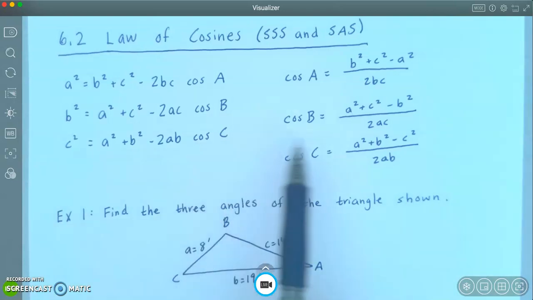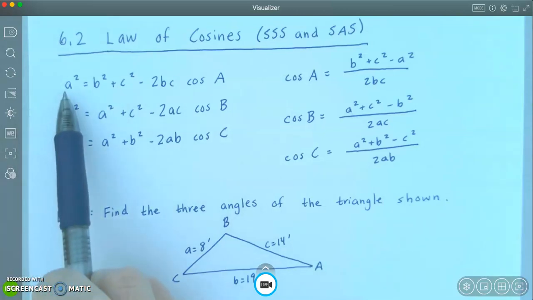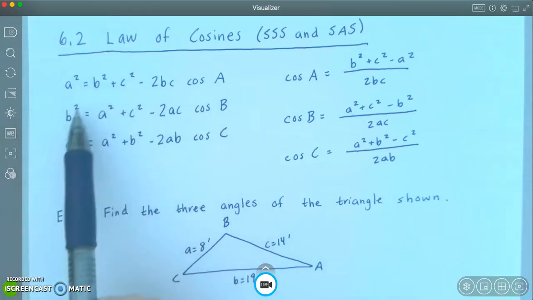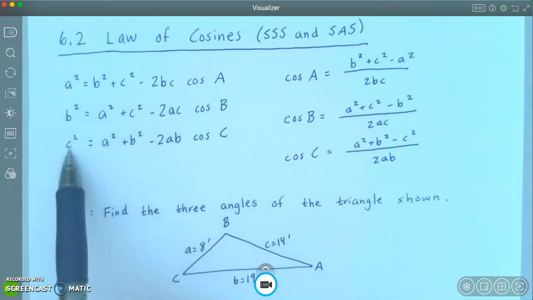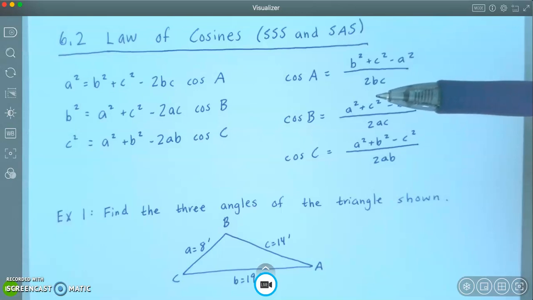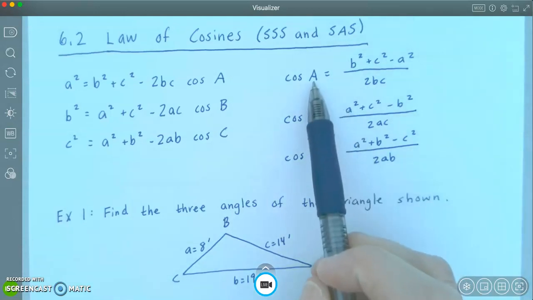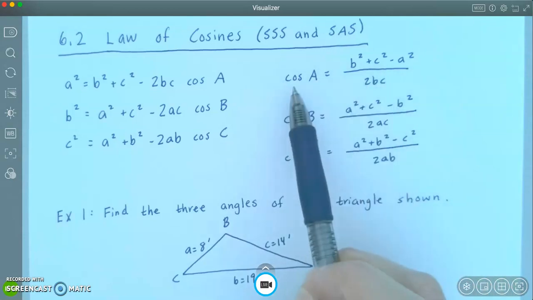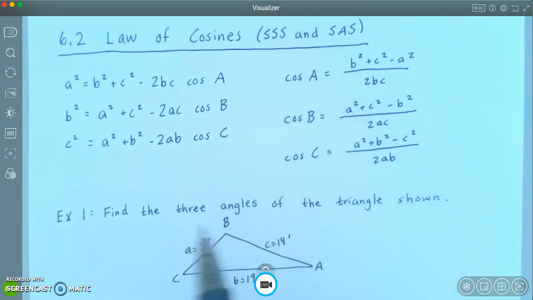So here are the formulas. These are different variations. If you are looking for side A, you would use this formula. For side B here, side C here. You can also reorganize the formula. You can isolate different variables to be able to also find angles. So to find angle A in a triangle, you would use this formula, and then of course you would have to do cosine inverse so that you could finally just solve for A. Same thing for angle B and angle C.